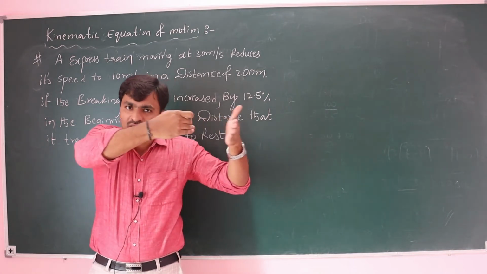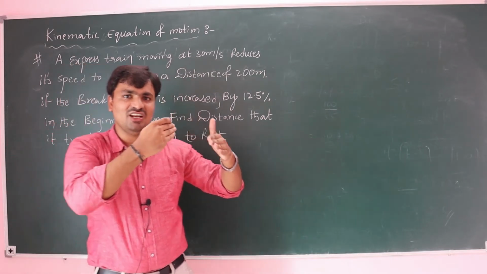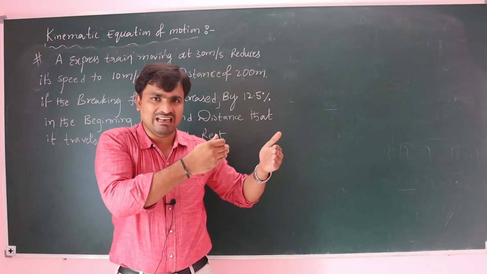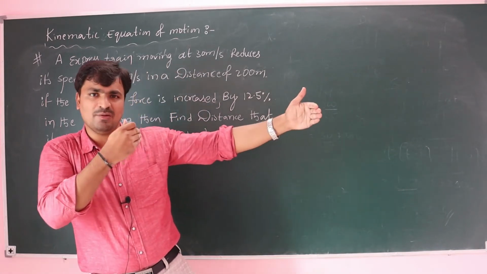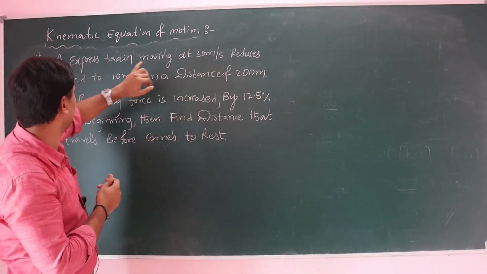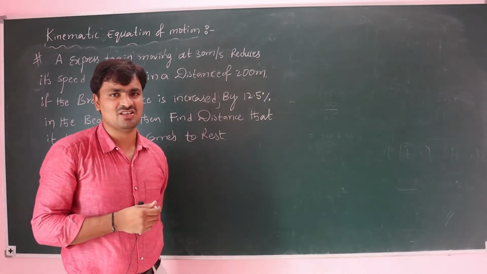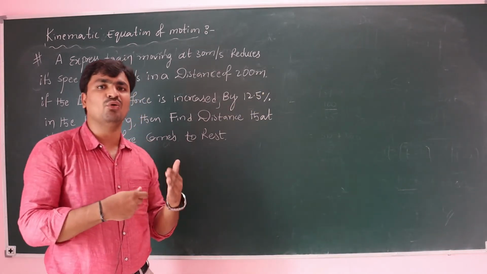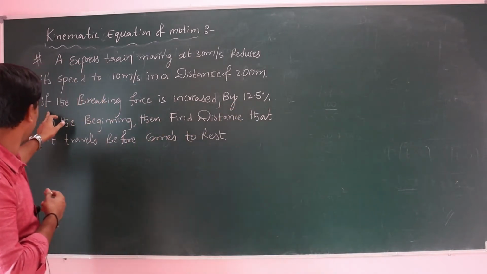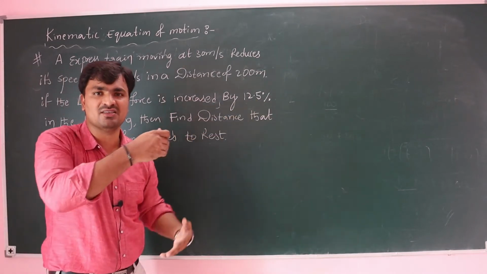Depending on the distance, they apply the brakes. If the distance is less, they need to use more force, because we need to stop it immediately. If the distance is more, they apply less. Here they reduced the speed from 30 to 10 meters per second after traveling 200 meters, but they found that the station is approaching. So the braking force is increased by 12.5%.